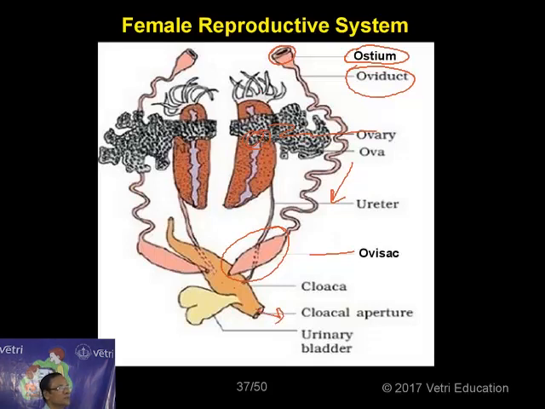Other organizations are similar to the male reproductive system regarding the kidney, ureter, cloaca, and urinary bladder, all the same in both males and females. The only difference is in the male and female reproductive systems. So that's about the female reproductive system, very simple: a pair of ovaries, then a pair of oviducts. The oviduct is differentiated into an anterior funnel-like structure called the ostium, which opens into the body cavity, a highly coiled oviduct, and then a posteriorly placed ovisac, which is nothing but the enlargement of the oviduct, where the egg is stored for a short while before it is released into the cloaca.